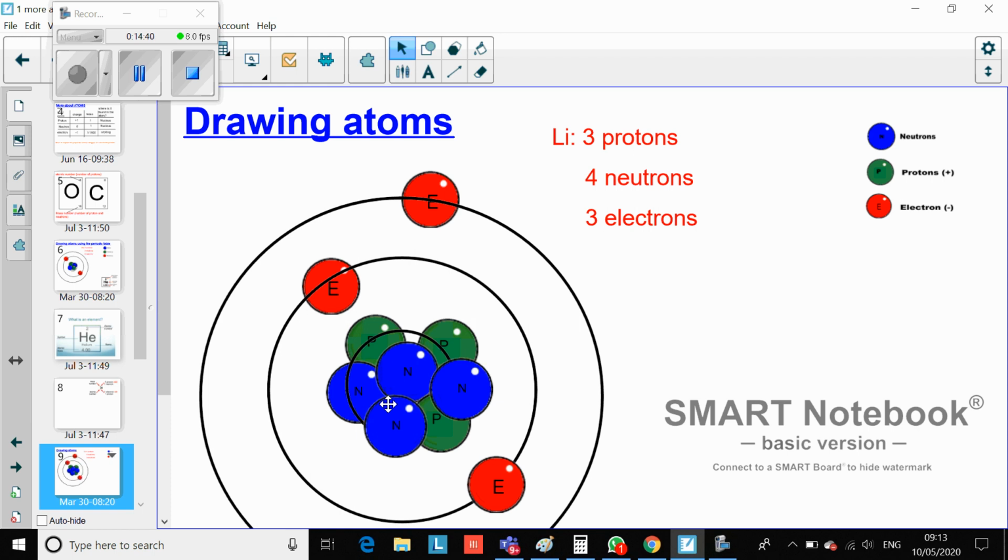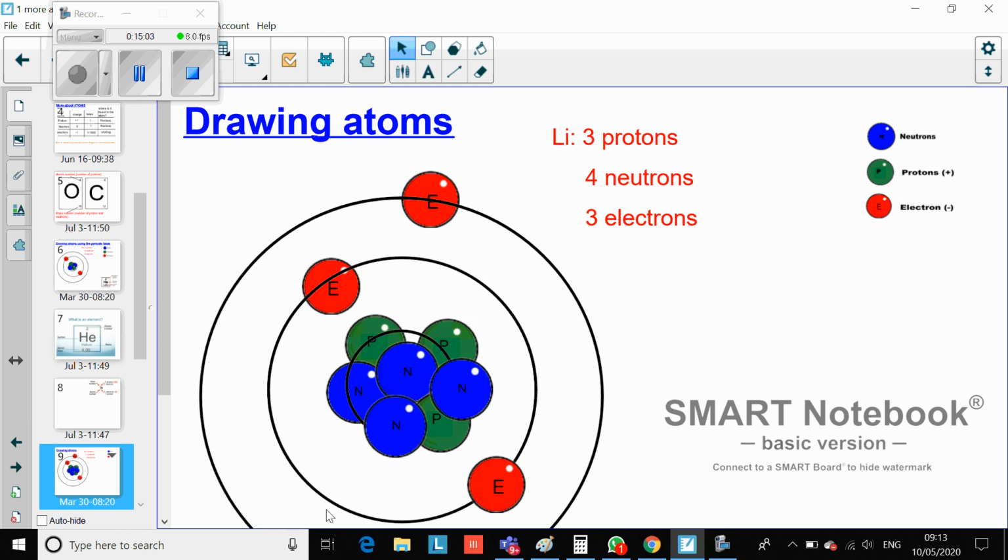Okay. Now, the number of electrons has to be the same as the number of protons. Remember, these have a positive charge, which means these must have a negative charge. So 1, 2, 3 positive charges means 1, 2, 3 negative charges. They have the same, because it's neutral overall.